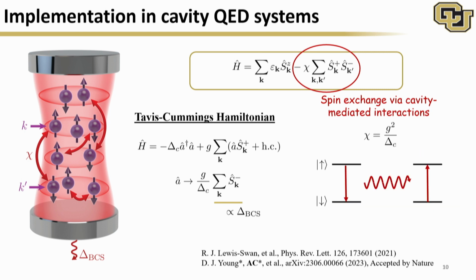And we can also understand this spin exchange interaction in this case. When we plug this adiabatically following cavity field into the Hamiltonian, we get exactly back to the spin exchange term in the BCS model, with the coefficient chi equal to g squared over delta c. And in this case, we understand that when a particle goes from spin up to spin down, it emits a photon into the cavity, and this photon can be reabsorbed by another atom going from spin down to spin up. So this explains the spin exchange interaction.